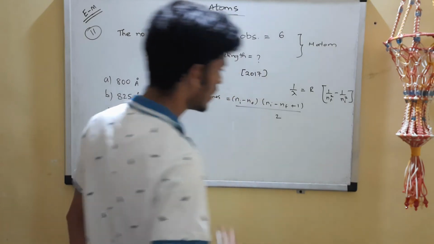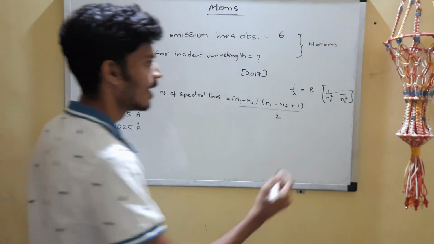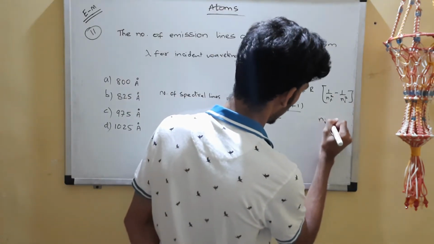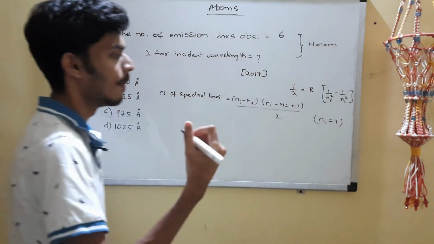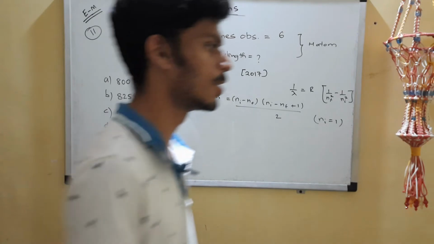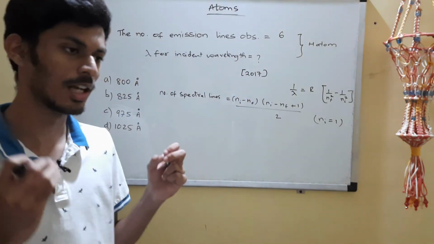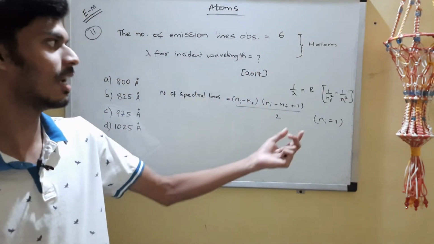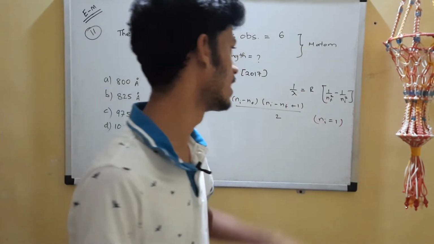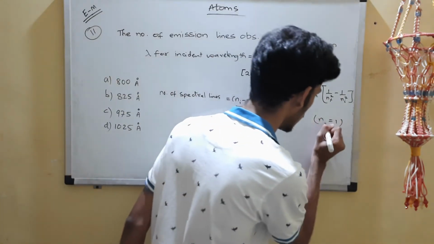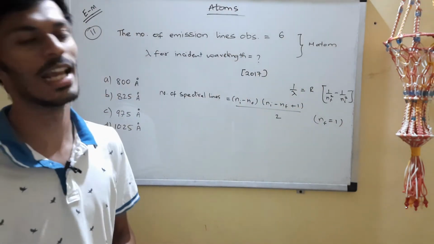Again, a lot of formulae. Here we'll take n final as 1. Although it's not mentioned clearly, we'll assume that the atom finally comes to the ground state, that is the basic state. So in questions where the final state is not mentioned, we'll take it as 1.